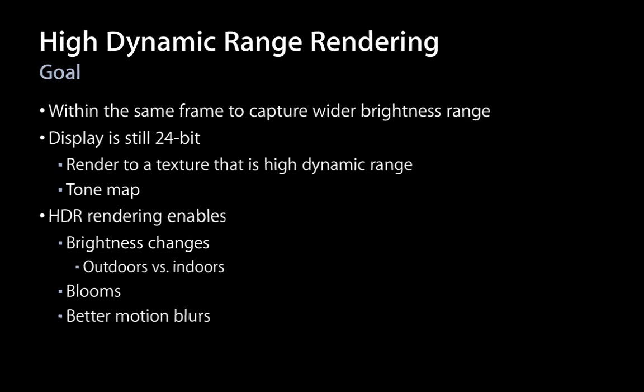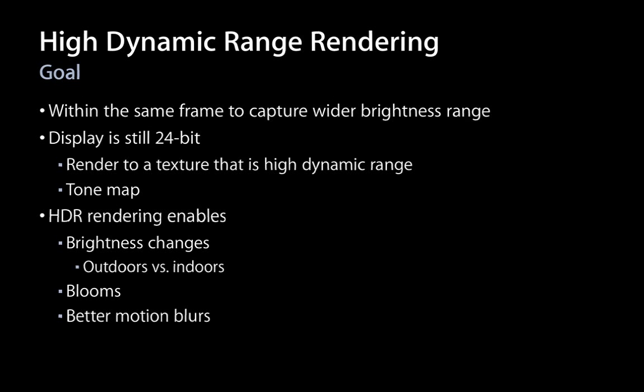The display is still low dynamic range. It's basically 8-bit per color channel. It can display only 8-bit per color channel. So what you need to do is render into a high dynamic range buffer, and then read it back, and then do the tone mapping, a very well-known technique. You end up having a wider brightness range captured through this technique, and then you can send it to the display or do something else.